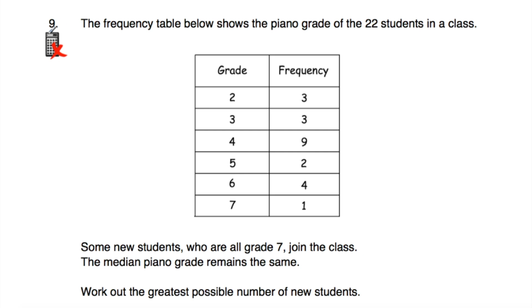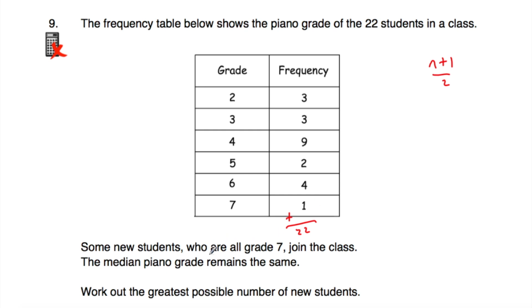Okay, let's have a look at our next question. We've got this frequency table, and it's an ungrouped frequency table because we've got grades 2, 3, 4, 5, 6, and 7. So when we're finding the position of the median, we're going to use n plus 1 divided by 2. The question says there's 22 students in the class, so there's 22 students altogether. Then we're told some new students, who are all grade 7, join the class. We don't know how many.